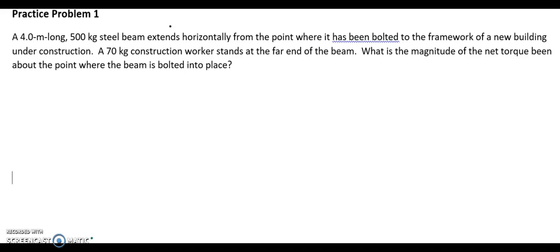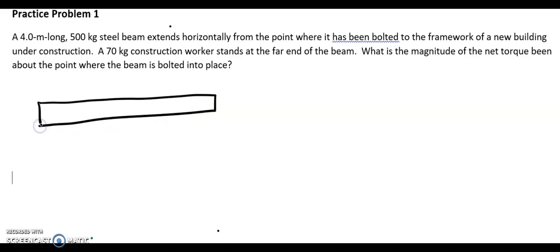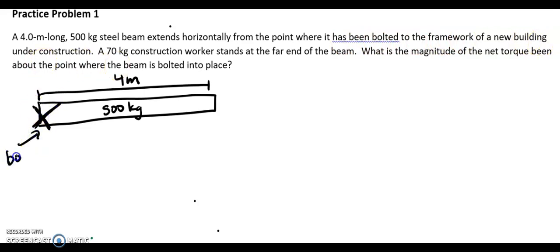Great. So I'm going to go ahead and read it and draw it out. A 4 meter long, 500 kilogram beam extends horizontally from the point where it has been bolted to the framework of a new building under construction. So this right here is going to be our bolt, or pivot point. A 70-kilogram construction worker stands at the far end of the beam. So that's our construction worker, 70 kilograms. What is the magnitude of the net torque about the point where the beam is bolted into place?